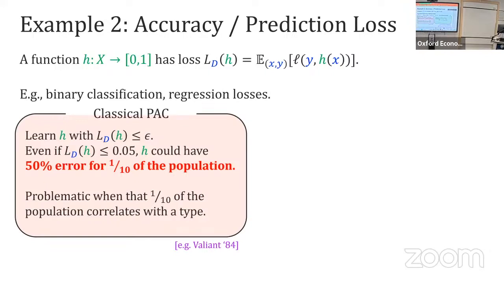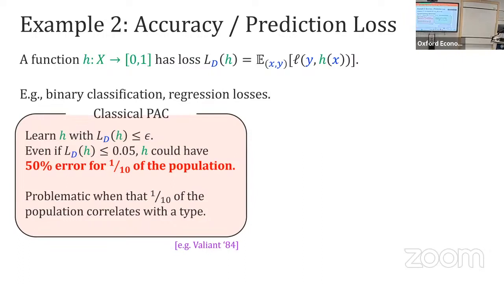Okay, so maybe you want to say that the loss I have, or the mispredictions I have, is only 5%. But the issue is that, again, if you make an error only on 5% of the population, what it means is that on perhaps 10% of the population, you're making an error almost with 50%. So you're not providing any reasonable prediction for them.